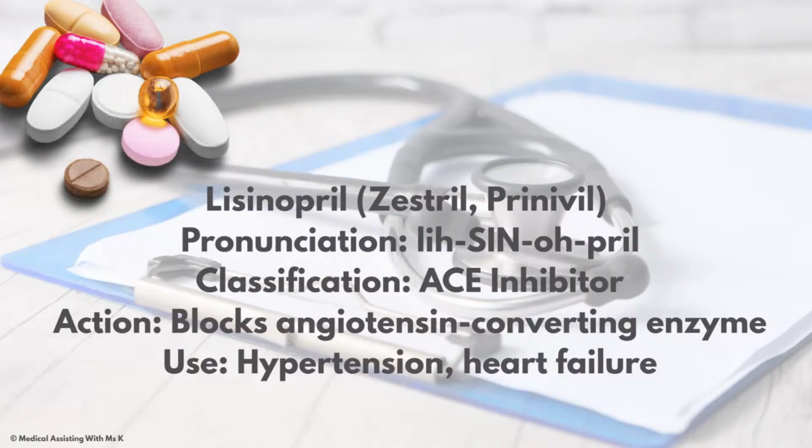So lisinopril. Lisinopril is a generic name. That's a blood pressure medication, right? The brand names are Zestril or Prinivil. Pronunciation is lisinopril. Now, this is very important. When you guys get out there, you're going to be seeing a lot of medications that you've never seen before, right? You're not going to know how to pronounce it sometimes, but this is why it's so important to look up the pronunciation of certain medications. And the more you see certain medications, the more familiar you'll become.